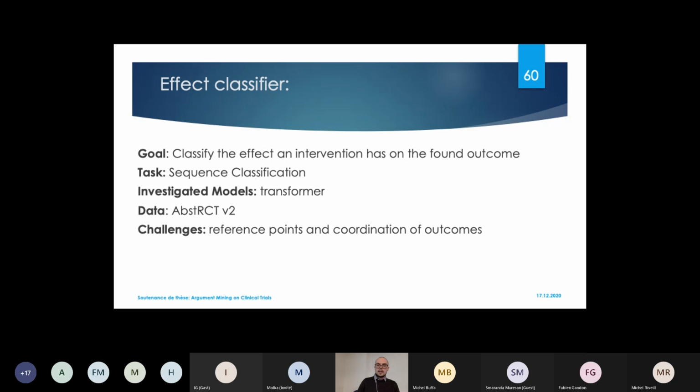And then the output of this module is passed to the effect classifier, which classifies, given the outcome and the component, which effect it was, so if it was increased or decreased or one of the other classes. This is treated as a sequence classification problem. And for this, again, transformer models were evaluated on the second version of the dataset. One of the main challenges here is if you have both trials mentioned in one component, to refer the outcome back to the right reference point. So if the outcome was actually from the intervention or from the comparative treatment.